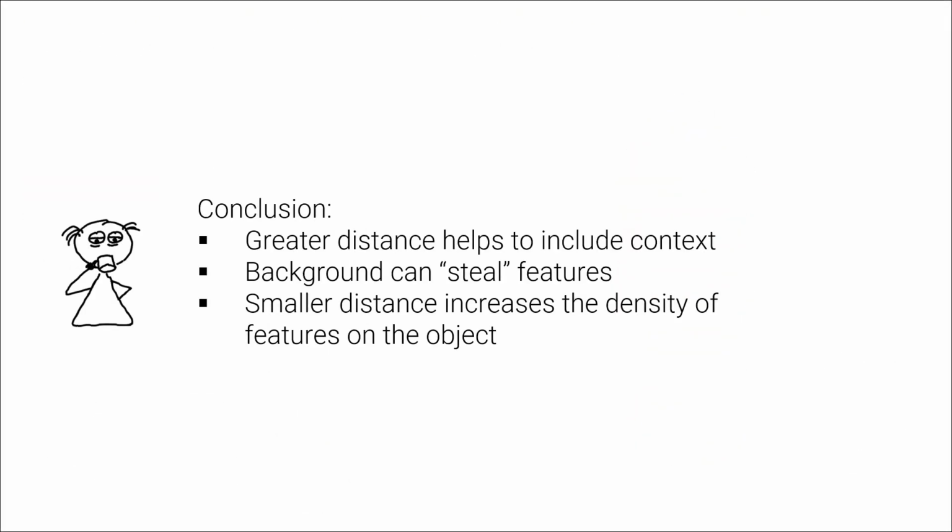Let's briefly summarize once again. A greater distance helps to include the context, and this is important in the reconstruction process. Under certain circumstances, the background can steal features and make the actual object look very weak. It is therefore important to take photos at a shorter distance from the object so that the density of the features on the object is increased.